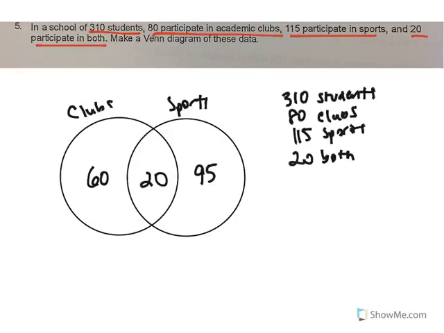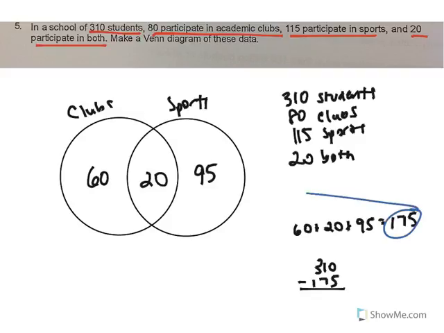So in total, let's add all these together. We get 175. So it tells us that there's 310 students in total. So I'm going to subtract the students that are accounted for in this, and I get 135. So there's 135 students that are in neither.